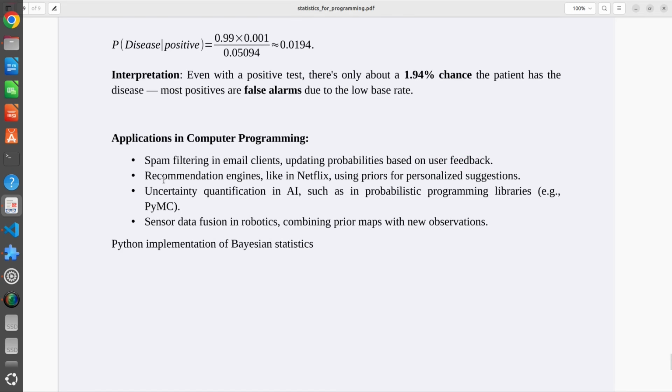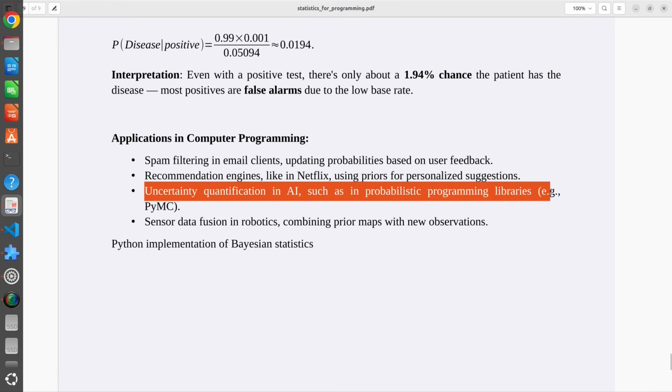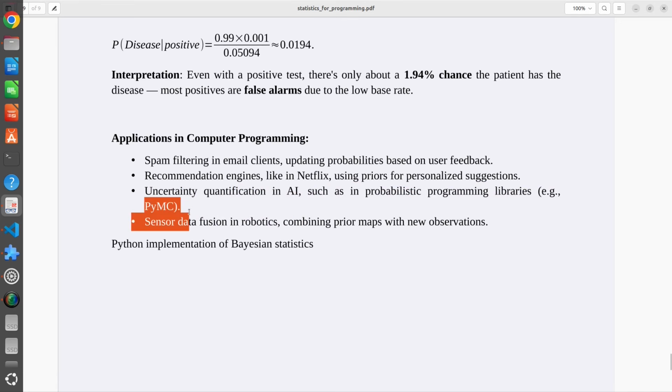We can also use Bayes' theorem in recommendation engines like in Netflix by using the priors for the personalized suggestions. Okay, so the priors here mean that we already understand from the big data that some people like some particular categories already. Okay, and we can also use Bayes' theorem in uncertainty quantification in AI, such as in probabilistic programming libraries like the PyMC library. That is a Monte Carlo simulation library for Python.